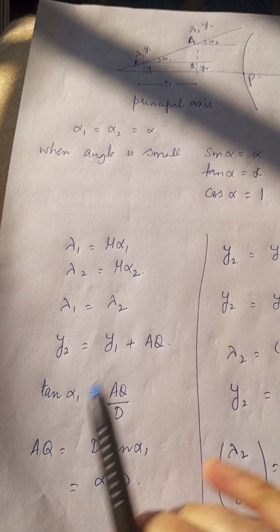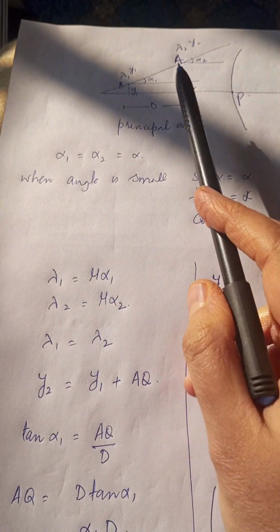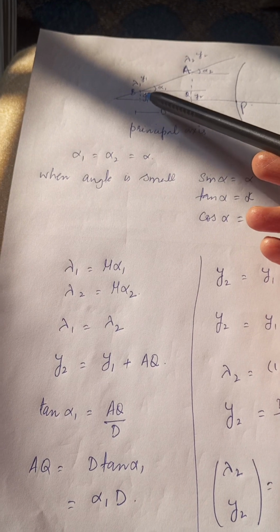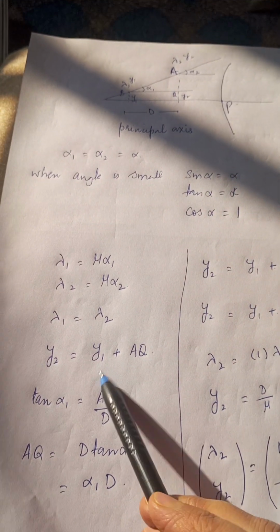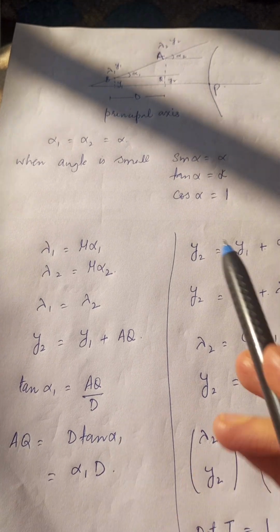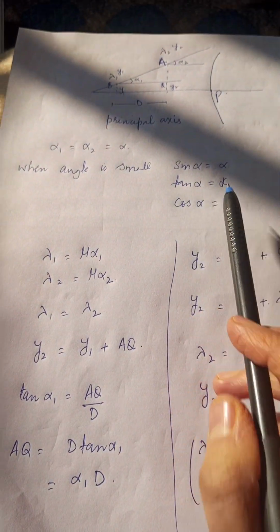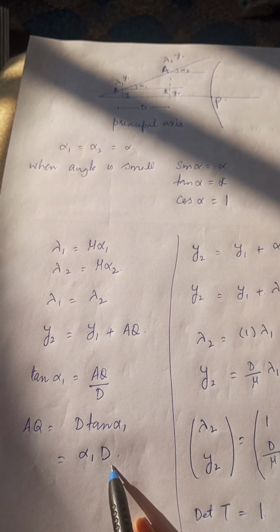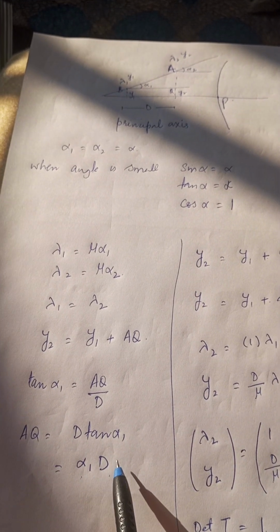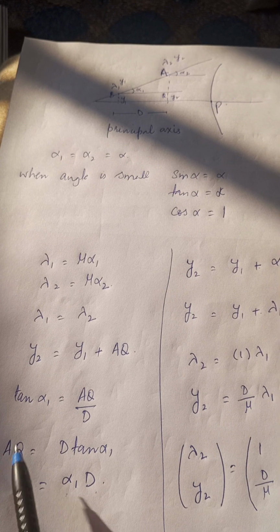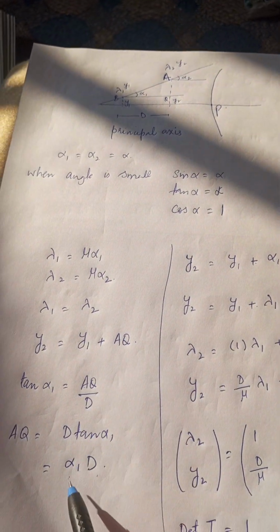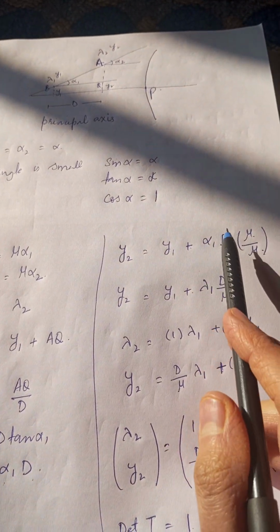In this right angle triangle ABQ, what is tan alpha 1? Tan alpha 1 is perpendicular, that is AQ, by base. How much is base? It is D. AQ by D. So AQ is D tan alpha. Again, we are using the approximation that tan alpha is equal to alpha. So it will be alpha 1 D. Tan alpha will be alpha 1 and D will be D. So AQ is this much. Now we use this value of AQ in this equation. So y2 is y1 plus, for AQ, alpha 1 D.